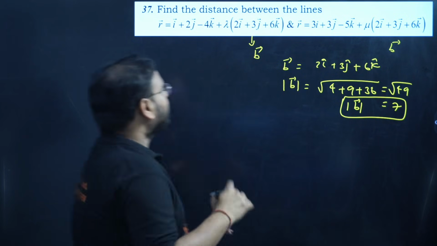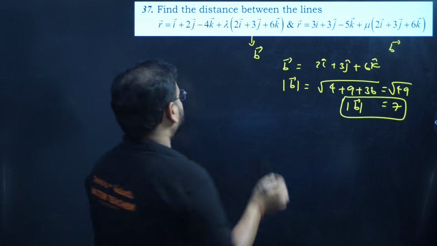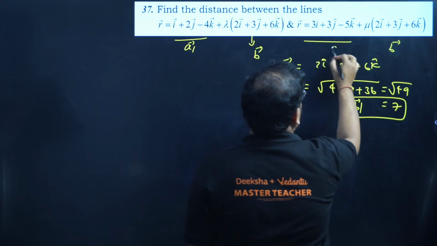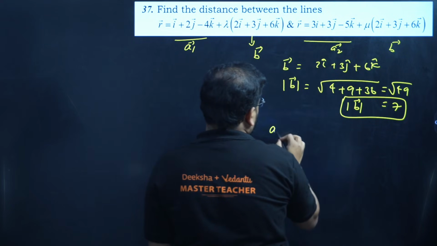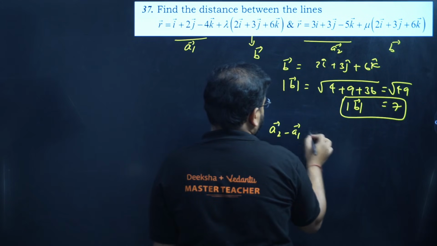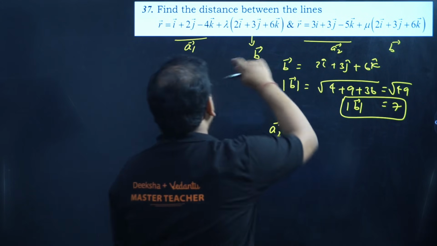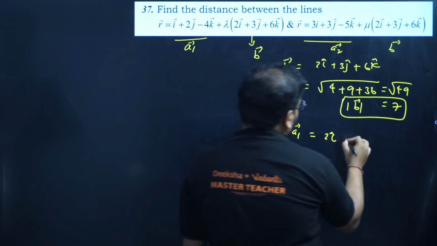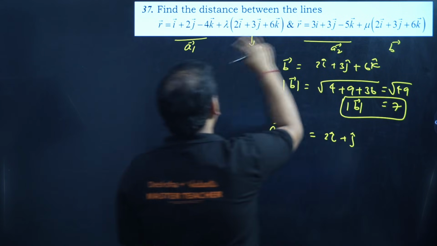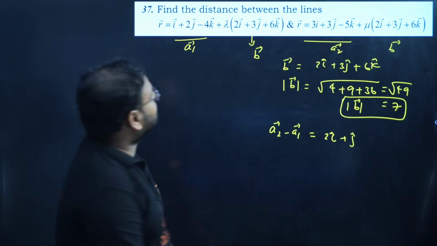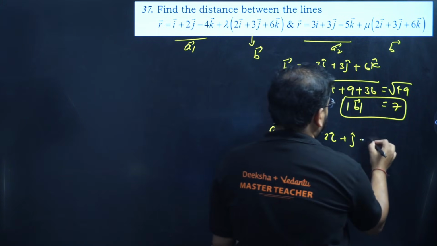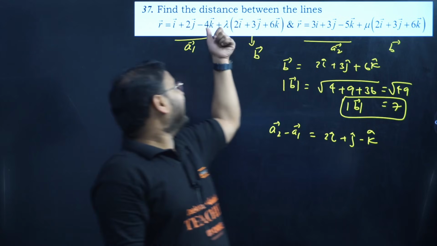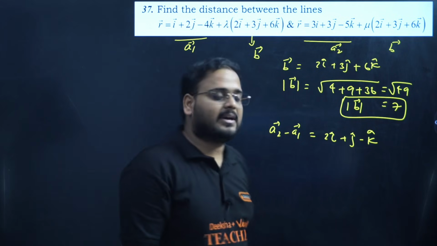Cool. Okay. What next? You have to find a2 minus a1. This is your a1 vector and this is your a2 vector. Let's find the a2 minus a1 vector. So you get 3i minus i, so that is 2i. Then you get 3j minus 2j, that is plus j. 3j minus 2j is plus j. And we get 5k minus 5k plus 4k, that is going to be minus k. Minus 5k and minus of minus 4 will become plus 4, that is minus k.